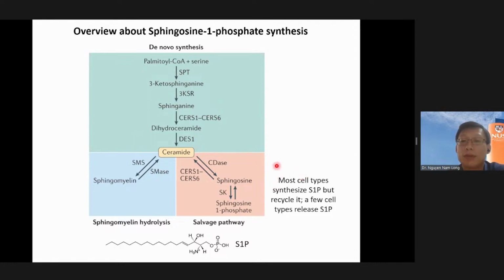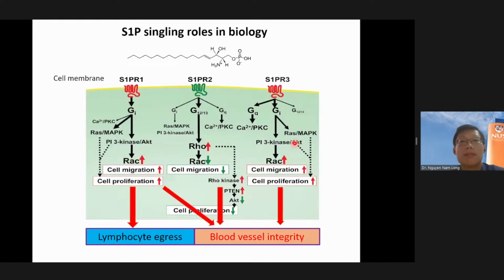However, just a few cells can release S1P for signaling. I will go through with you some of the cell types in which we identified the transporters. For the function of S1P, basically it is an extracellular lipid mediator. It is released out into the medium, and then it is an agonist for 5 different S1P receptors.